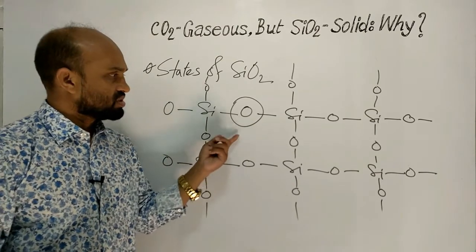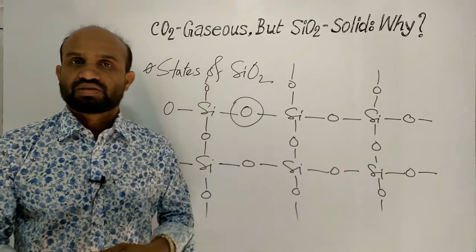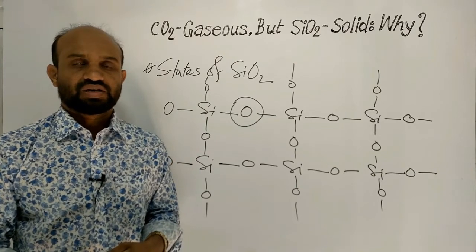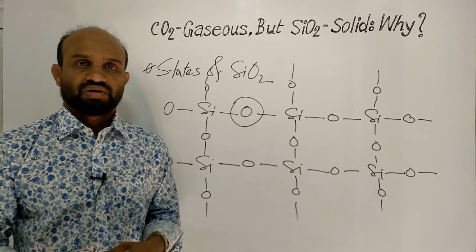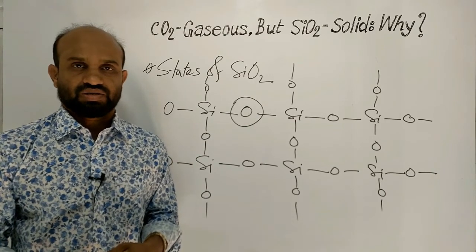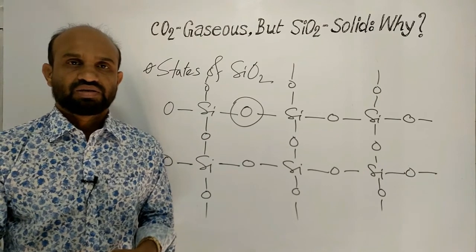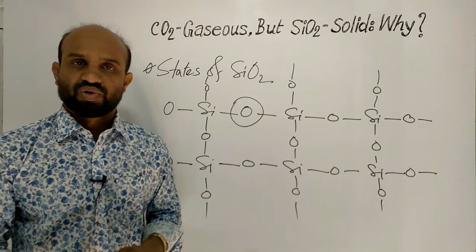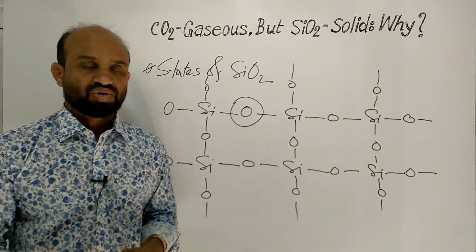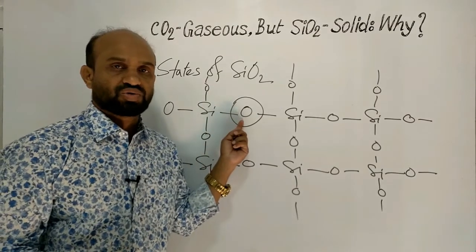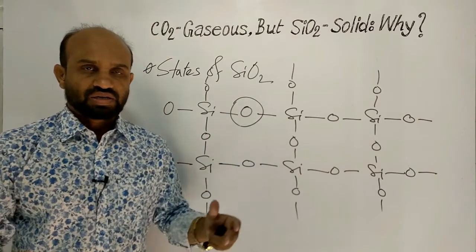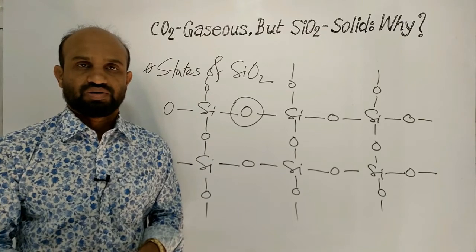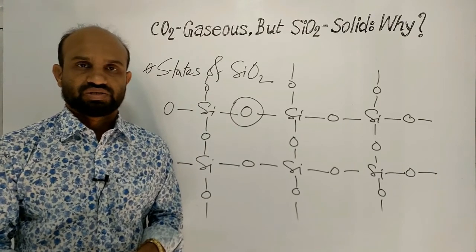Through polymerization, silicon dioxide remains as a crystalline solid substance, as a giant molecule with a big network structure. The reason behind this is that oxygen here cannot form a stable pi bond with silicon. That is why this oxygen bonds to another silicon, and in this way silicon dioxide forms a polymer molecule, a macromolecule, and remains as a solid substance.